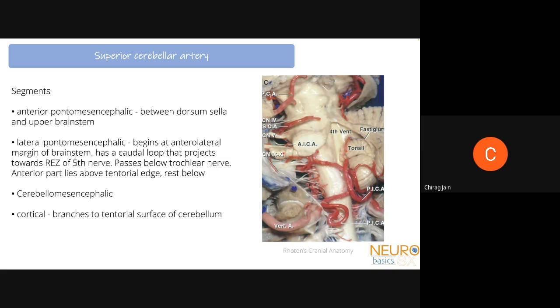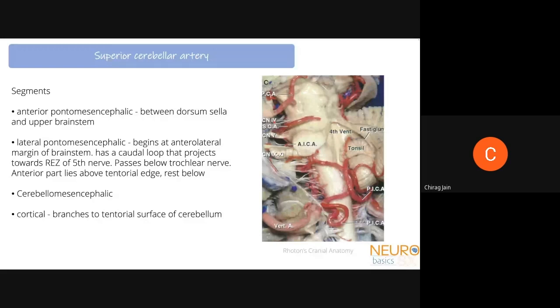After it has crossed the lateral brainstem boundary, it will loop down, and in 50% of cases actually touch the fifth nerve root entry zone, following which it will loop back up and continue running posteriorly. Here it is going to be running below the third nerve and below the fourth nerve, but above the fifth nerve. The anterior part of the lateral pontomesencephalic segment is going to be lying above the tentorium, but once it starts its caudal loop, the rest of the SCA ends up lying below the tentorial edge. The rest of the segments are the cerebellomesencephalic segment running in the cerebellomesencephalic fissure, and then the cortical segment, supplying the cortical branches to the tentorial surface of the cerebellum.